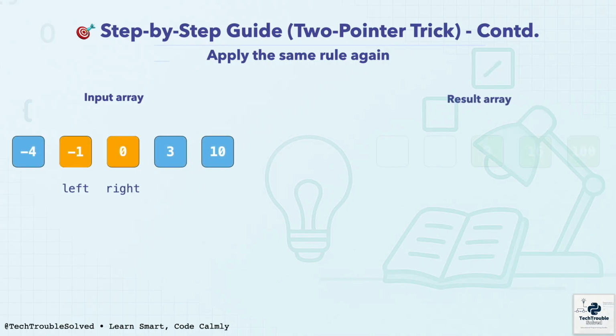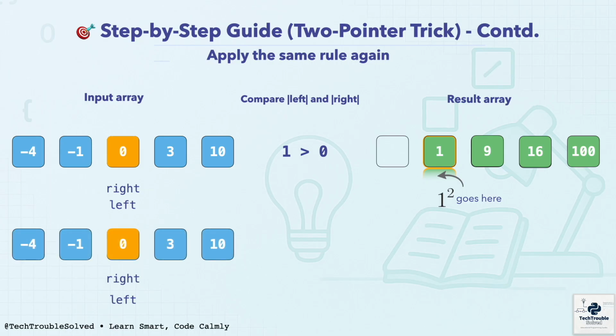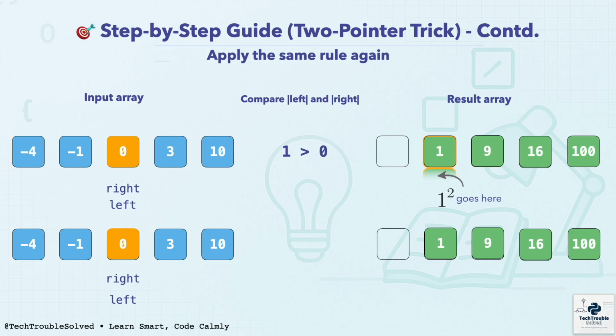Now the left pointer is at -1 and the right pointer is at 0. We compare absolute values 1 and 0. 1 is larger, so we square -1 and place 1 in the result array. The left pointer moves right. Now both pointers point to 0. We square 0 and place it in the last remaining position. All elements are now processed. The final sorted squares array is 0, 1, 9, 16 and 100.